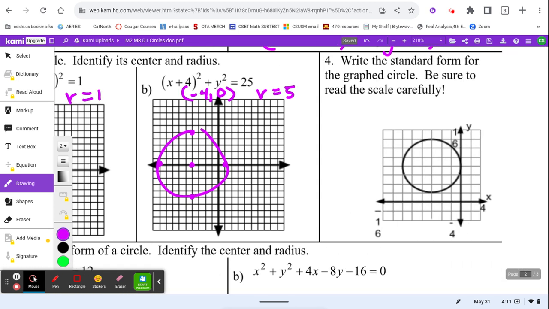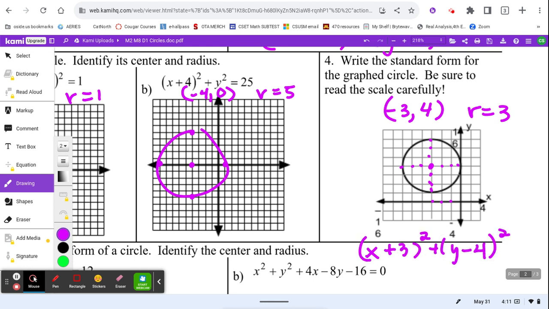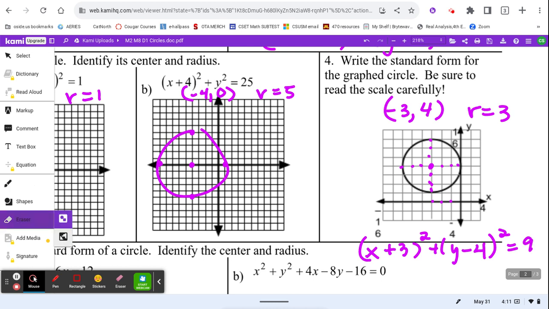Now, given the circle, they want you to make the equation. So the center here is back 1, 2, 3, up 1, 2, 3, 4. And the radius is 3. So we write the equation. X minus a negative 3, y minus 4 equals the radius squared.